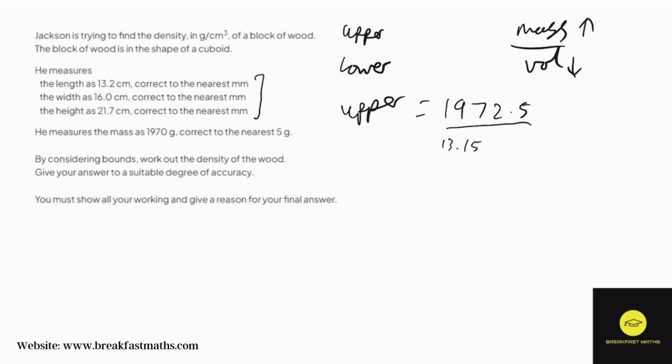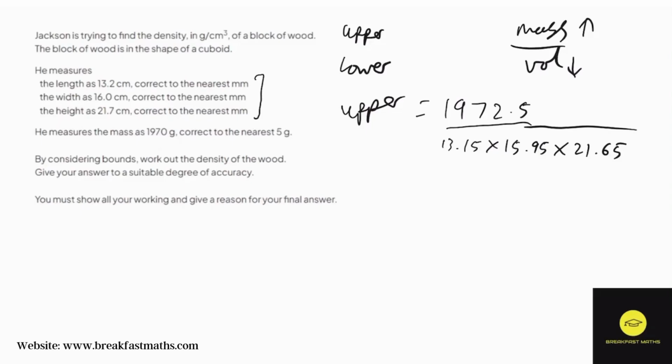So this is half a millimetre taken away, times by our 16.0, which if we round it down is going to go to 15.95, times by our 21.7, which will go down to 21.65. So this here is our lower bound for the volume on the denominator and the upper bound for the mass on the numerator to give our upper bound for the density.